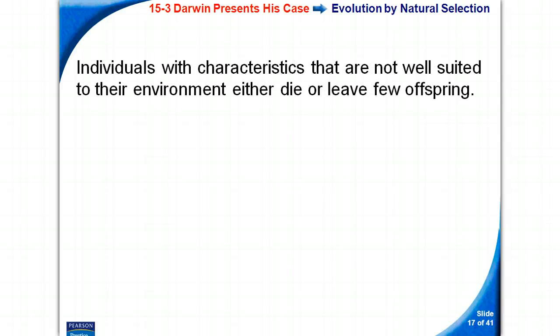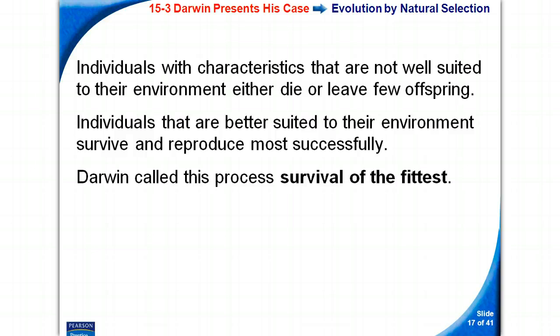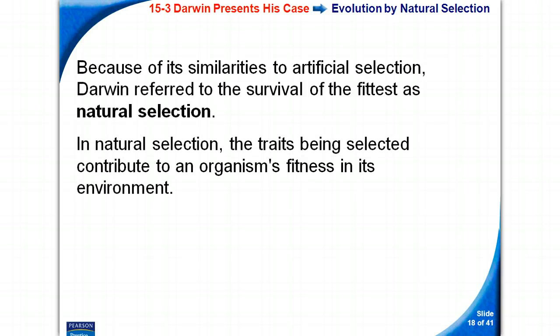Individuals with characteristics that are not well suited to their environment either die or leave few offspring. Individuals that are better suited to their environment survive and reproduce most successfully. Darwin called this process survival of the fittest. Because of its similarities to artificial selection, Darwin referred to this survival of the fittest as natural selection. In natural selection, the traits being selected contribute to an organism's fitness in its environment.